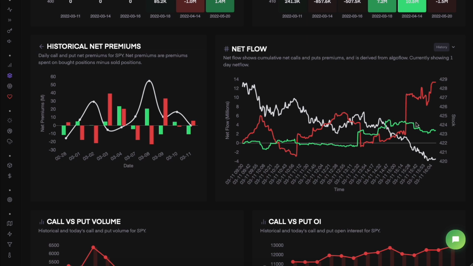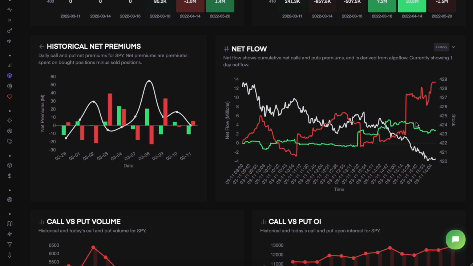Similarly, for puts, if the red line is going up, that also means there is more money being spent on buying puts. Please remember that. If the green and red lines are going up, that just means there is more money being put into buying positions for either calls or puts. When the line is going down, people are mostly closing their positions, which would mean there are sold trades, or they're writing or selling contracts in order to collect premiums.